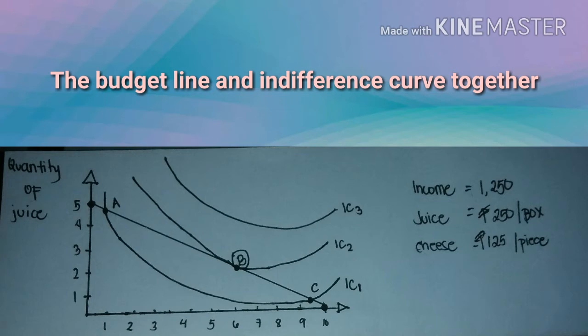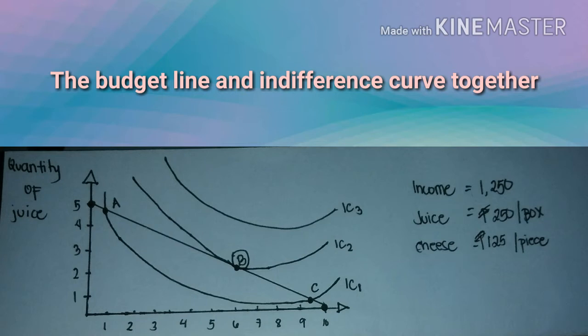So among the three letters we plotted, letter B has the highest level of utility given the budget constraint. As you can see, IC1 or indifference curve 1 gives only a low level of utility, and IC2 is the preferred one, the higher level of utility. And IC3 is higher, but it is not within the budget line.